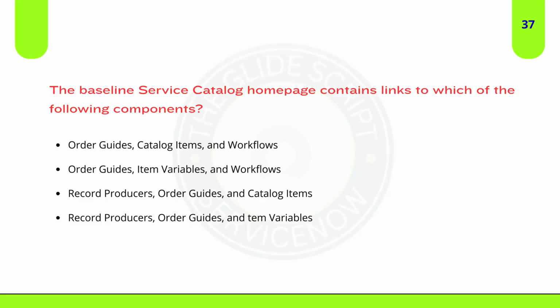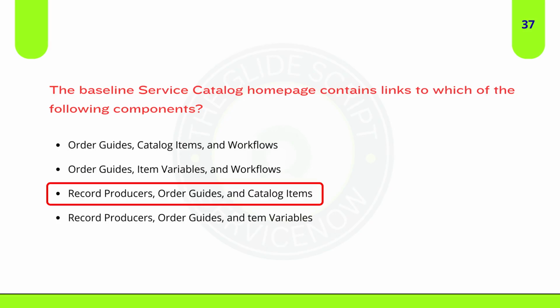Next, baseline service catalog homepage contains links to which of the following components? Read all 4 options. It's very confusing. It's a tricky question. Option number C, the third one, is the correct one: record producer, order guide, and catalog items.